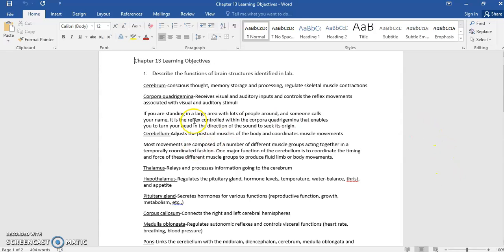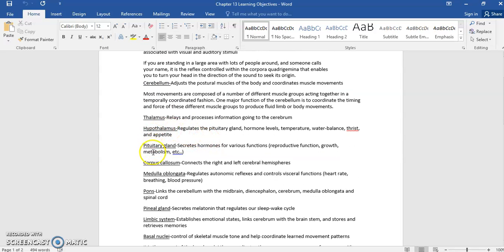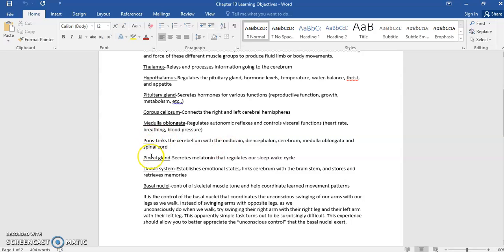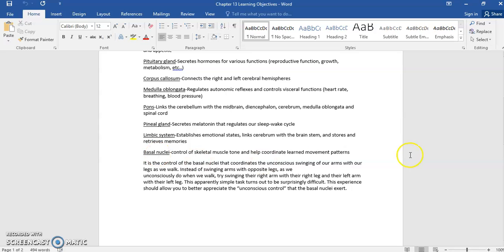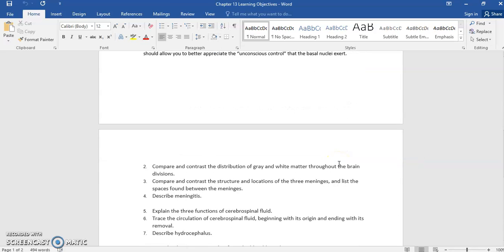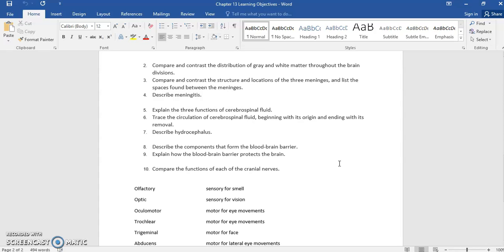In this chapter, there is a lot of information, more than we can cover within a week. So what I provided in the first learning objective is the general functions that you should know for each of these parts of the brain. And again, the majority of these, you covered or were able to identify in lab. Some of them not so much. I don't think we identified the limbic system. So that's the first objective.